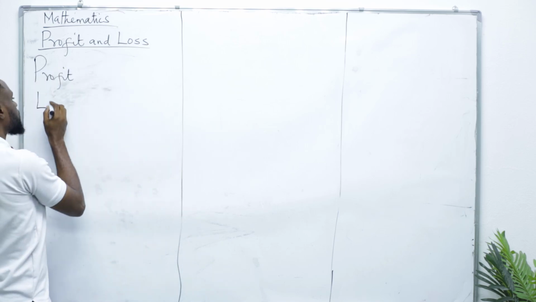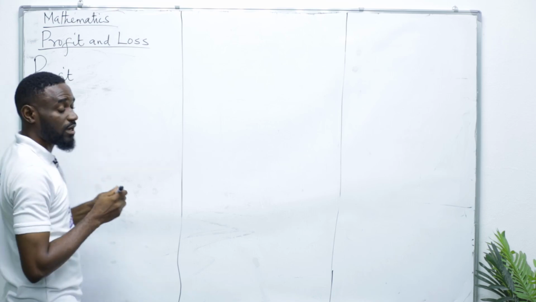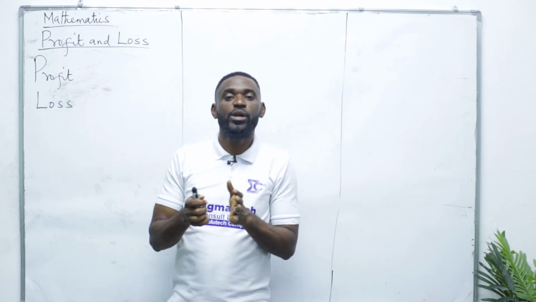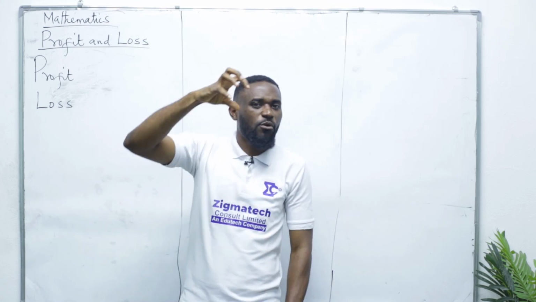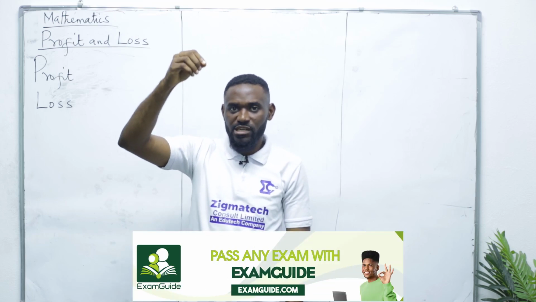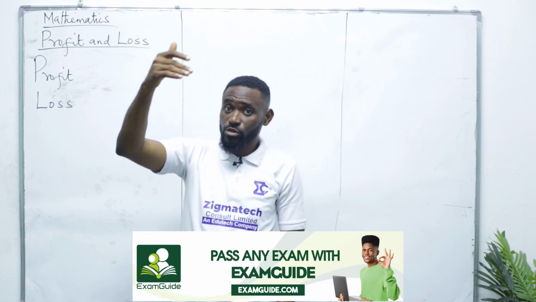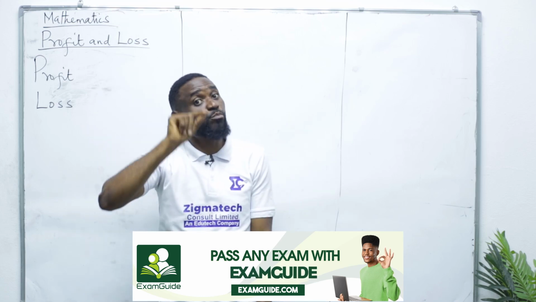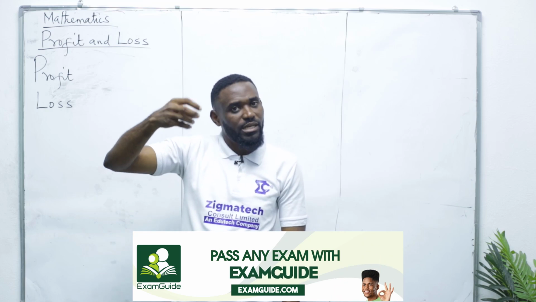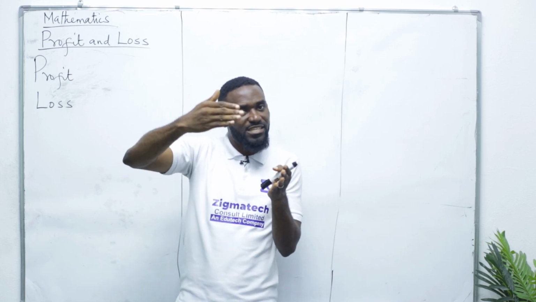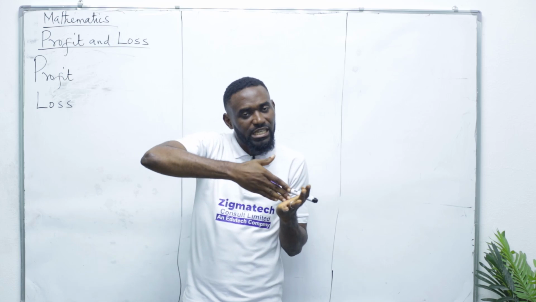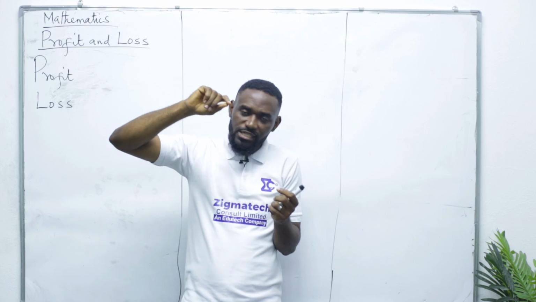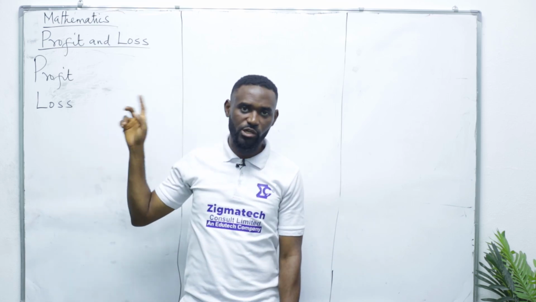Okay? Do you understand the point now? So loss is the money we lose from buying an item. Do you understand the point now? When we sell an item at a price that is not up to what we bought the item for, the difference between what we sold the item for and what we bought the item for is what is called the loss. Do you understand the point?